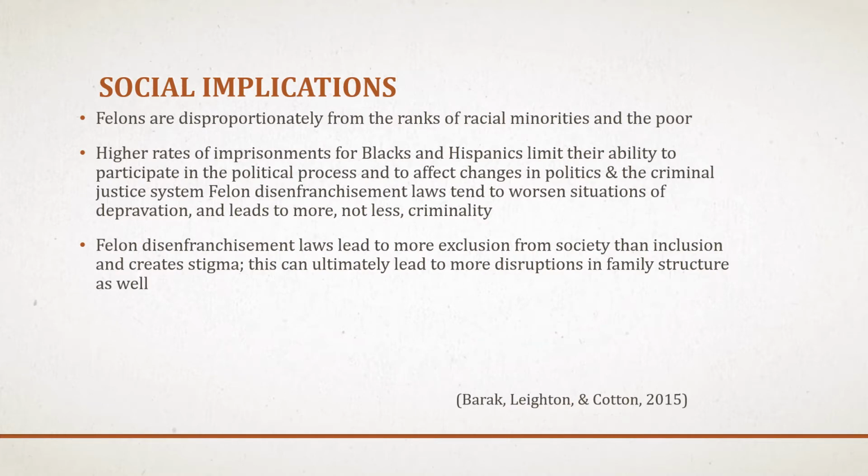Next, I want to talk about some of the social implications that were identified when it comes to felony disenfranchisement, especially when it comes to race. First, as we saw in the graphs earlier, felons are disproportionately from the ranks of racial minorities and the poor. One implication of this is higher rates of imprisonment for blacks and Hispanics limit their ability to participate in the political process and to affect changes in politics and the criminal justice system. Felon disenfranchisement laws tend to worsen situations of deprivation and lead to more, not less, criminality. Second, felon disenfranchisement laws create stigma and more exclusion from society. This can ultimately lead to more disruptions in family structure as well.